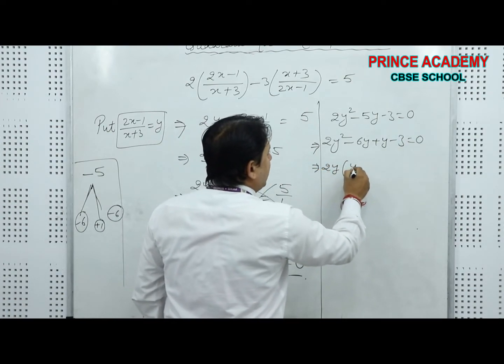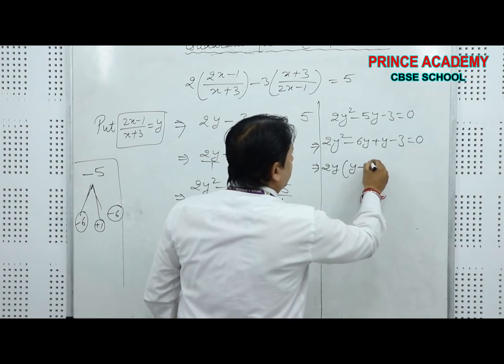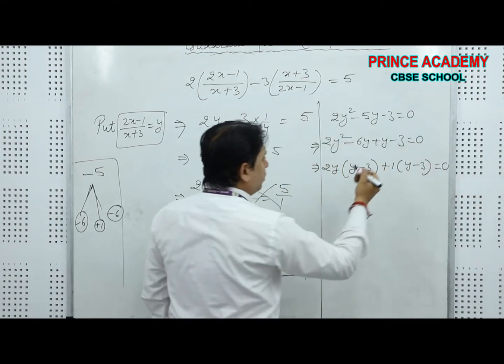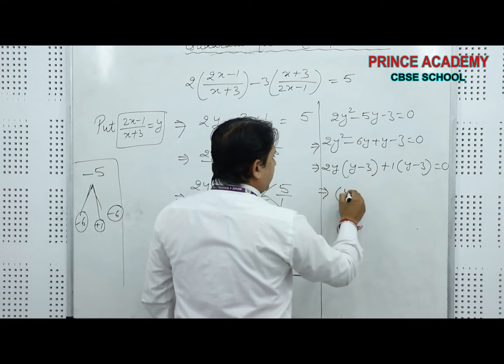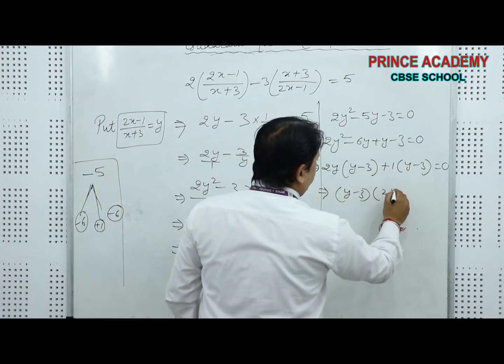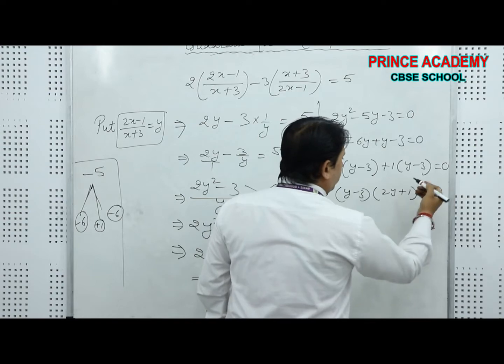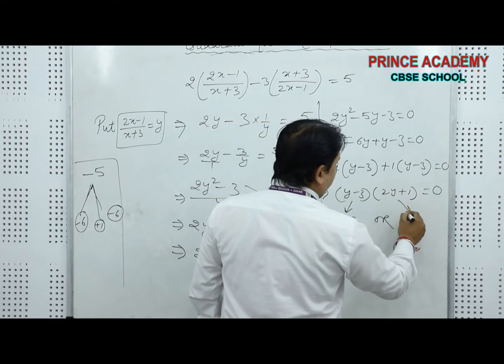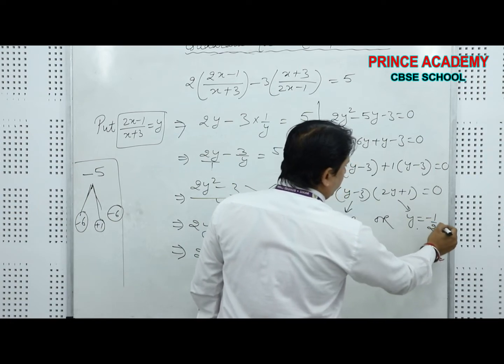2y into y minus 3 plus 1 common y minus 3 is equal to 0. y minus 3 common, 2y plus 1 is equal to 0. From here y is equal to 3 or from here y is equal to minus 1 by 2.